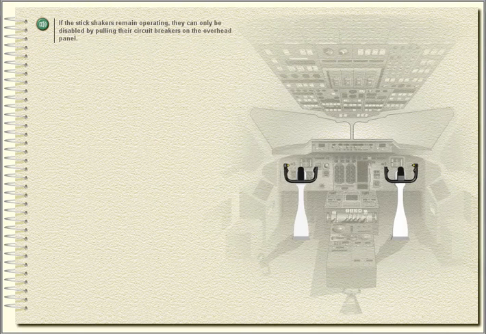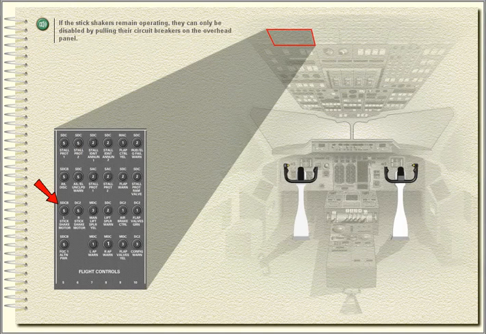If, however, the stick push is maintained, it is necessary to disable the stall identification system. This can be achieved by pressing both inhibit push buttons simultaneously on either the left or right instrument panels. This will inhibit both channels of the system, and stick push will not be available for the rest of the flight. It can only be reset by ground maintenance action. If the stick shakers remain operating, they can only be disabled by pulling their circuit breakers on the overhead panel.